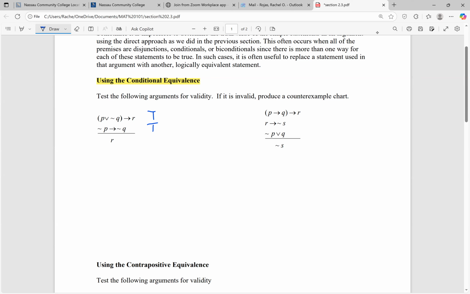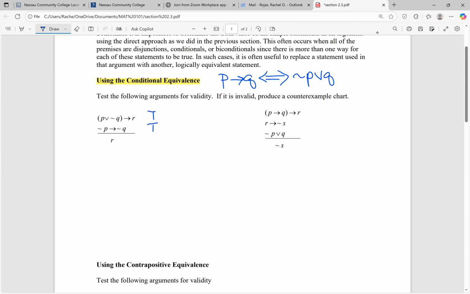So rather than drive ourselves nuts, let's use an equivalence. The reason I'm thinking we should use the conditional equivalence is because both of these premises are conditionals. Let's go back for a minute to our conditional equivalence. Remember, we learned this back in chapter 1, what the conditional equivalence says is that P implies Q is equivalent to not P or Q.